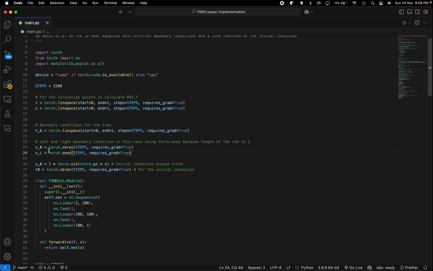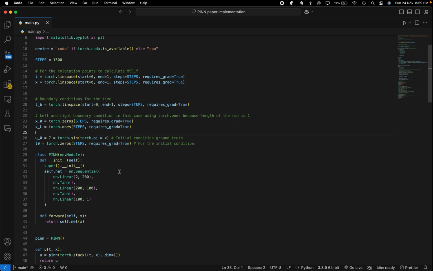I'll get to that. So for the left boundary condition, at x equals 0 and time t, the u of 0 comma t should be equal to 0. So I just say that x0 is just going to be a torch.zeros for these many steps, again requires grad should be true. And at x equals L, well, in this case L is 1, so I just do torch.ones and steps and requires grad as true. Not too crazy, right?